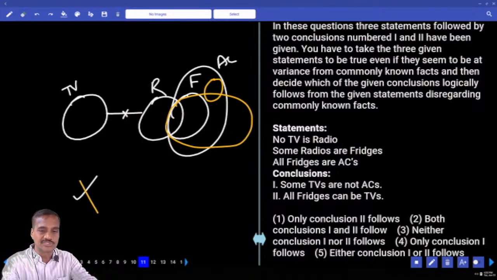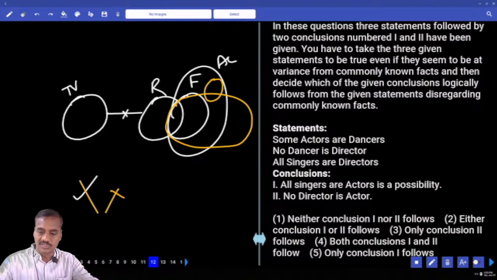If you write like this, no radio is TV will become false. And it is also not possible. Neither one, nor two. Choice 3, question number 11. Then next coming to question number 12.